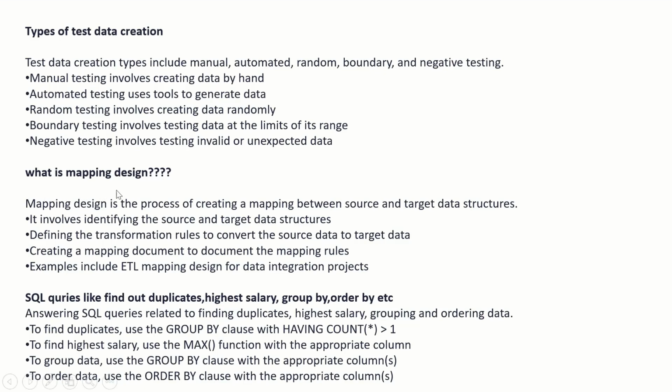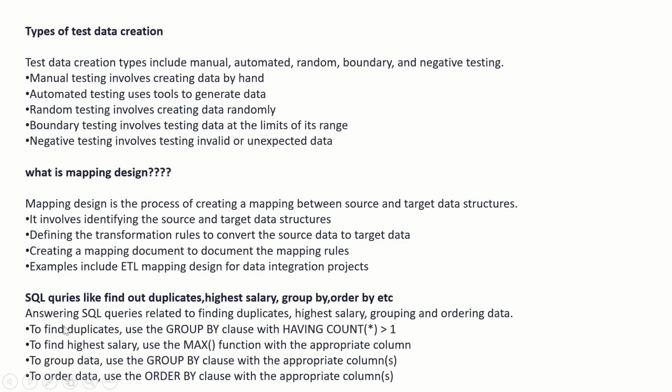So then, what is mapping design? Mapping design is the process of creating mapping between source and target data structures. It involves identifying the source and target data structures, defining the transformation rules to convert the source data to target data, and creating a mapping document to document the mapping rules. Examples include ETL mapping design for data integration projects.